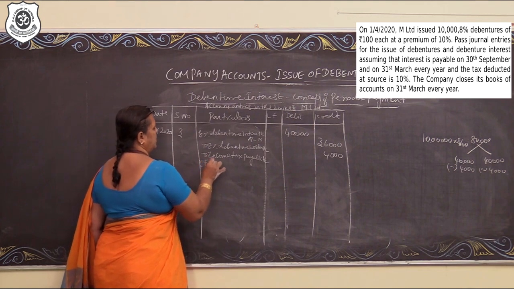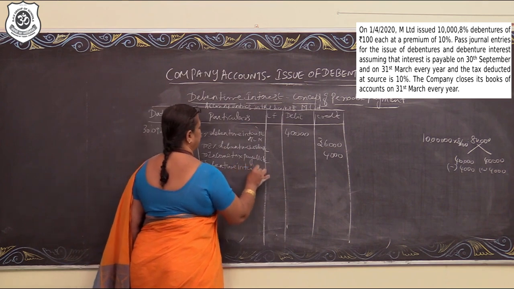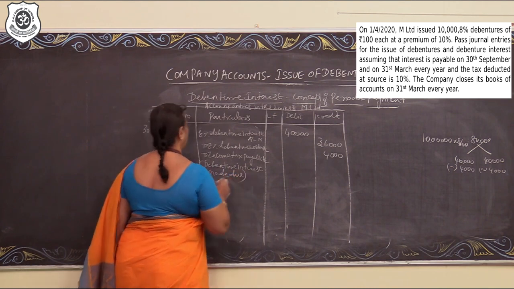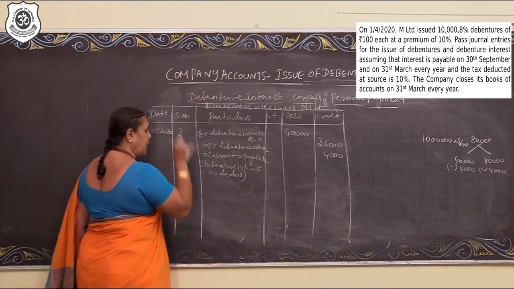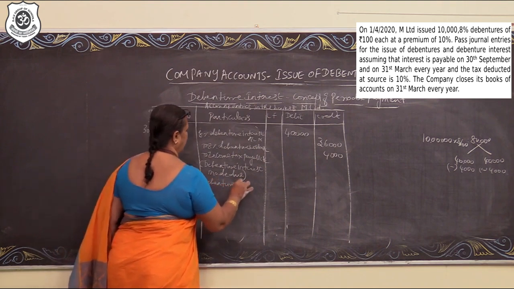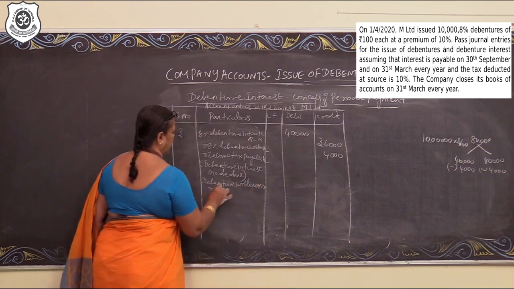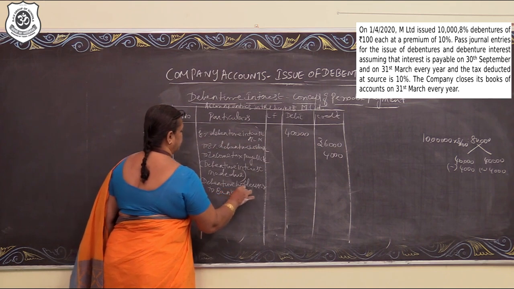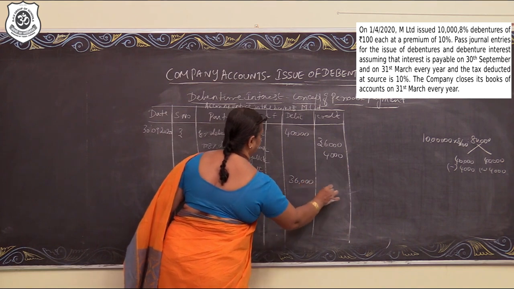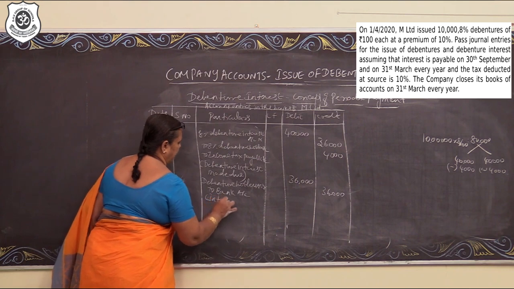So, debenture interest made due. The second entry will be for payment of debenture interest. So, debenture holders account debit to bank account, which will be 36,000. Interest paid.